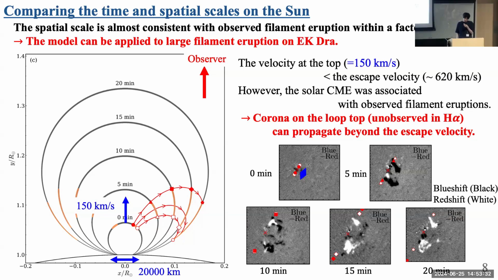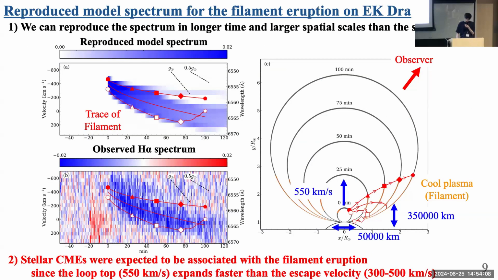This is because our model is a simple configuration, but it is valid to apply to the filament eruption on Ikuta. Additionally, the expanding loop is less than the escape velocity on the surface, but the solar CME was associated with this observed filament eruption. Then the corner of the loop not observed in H alpha can propagate beyond the escape velocity to reproduce the H alpha absorption.